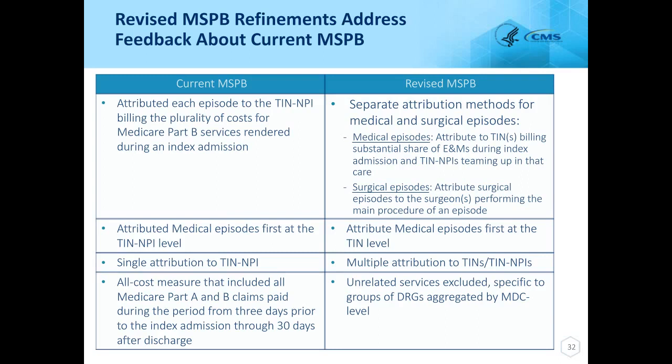One of the stakeholder comments that we got for the current method in use is that the current method is attributing the single TIN NPI that's billing the plurality or the majority share of Part B physician and supplier or carrier claim costs rendered during the inpatient admission. So we're looking for the clinician essentially that has spent the most Part B costs during the index admission.